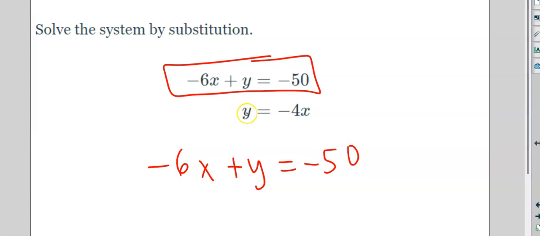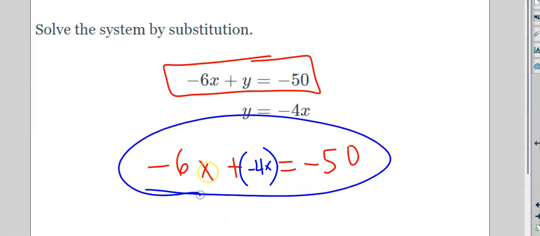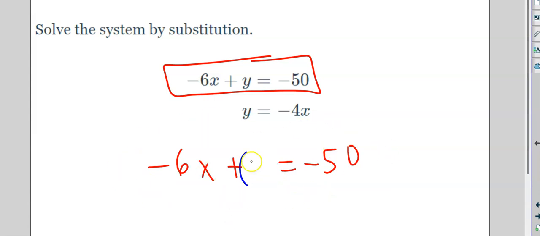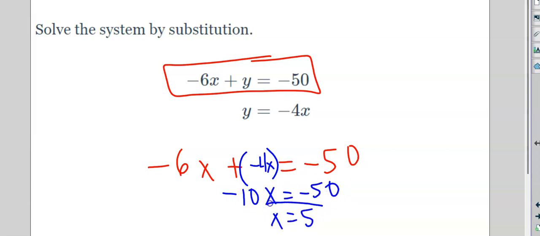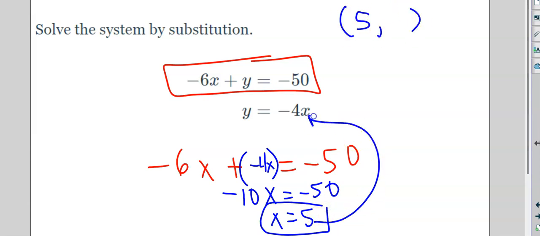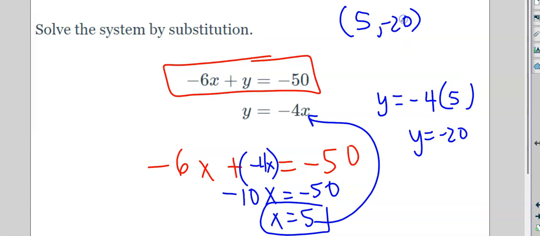But if I know that y can be erased and replaced with negative 4x, then now I have one sentence with only one type of variable. And this is something that you can solve. Negative 6x plus negative 4x is negative 10x. Divide both sides by negative 10, and we get x is 5. That's half of our answer. So now I'm going to erase my letter x and replace it with a 5. And there's my response, 5, negative 20.